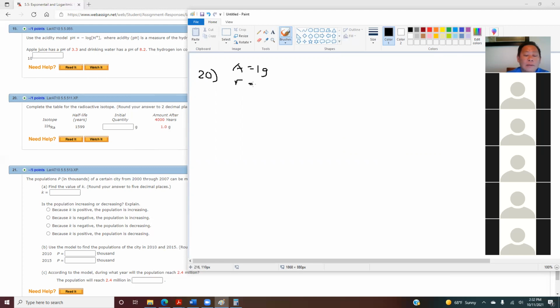What is your rate in this case? ln 0.5 divided by what? 1599. Okay, and the time is 4,000 years. So again, plug this in and you need to find P. Go ahead. Everyone try it. I'm worried because this is what your test looks like. And I want 2 decimal places.